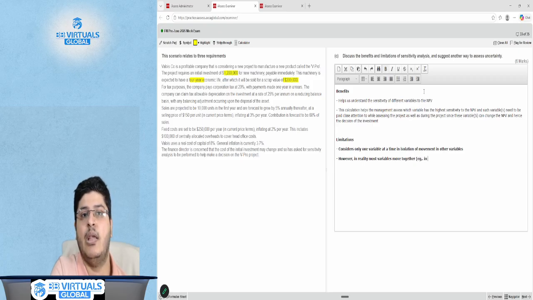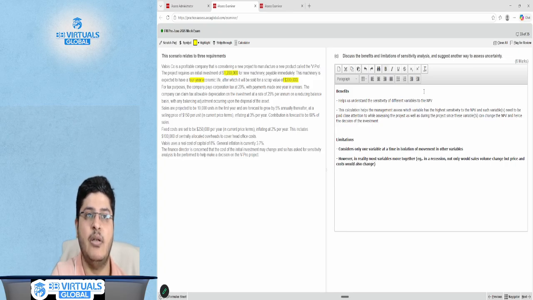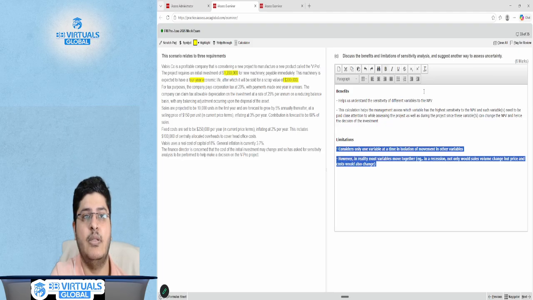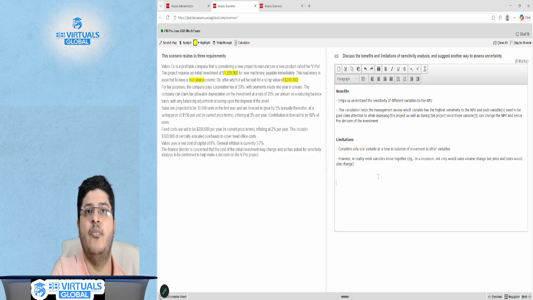Example, in a recession, not only would the sales volume change, but price and cost will also change. Correct? Is this making sense? Clear? This is the key limitation of sensitivity analysis. Correct? Clear? So what do you do?